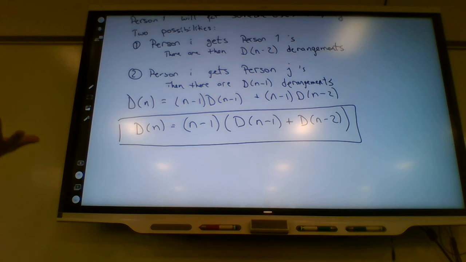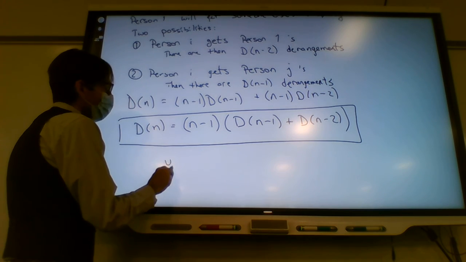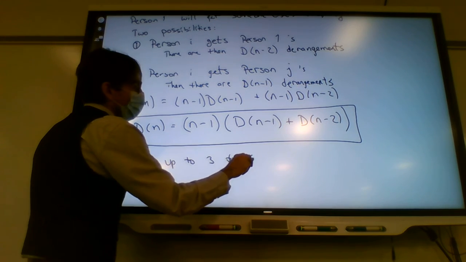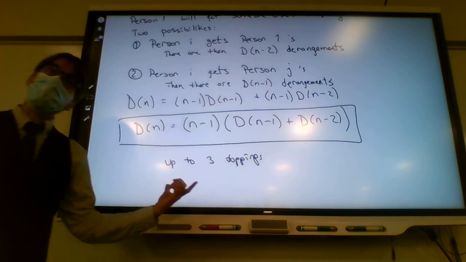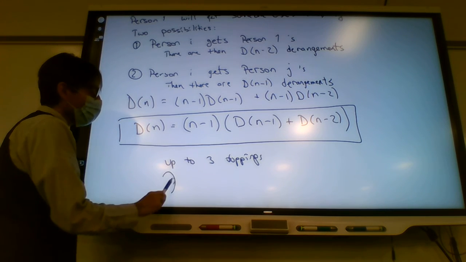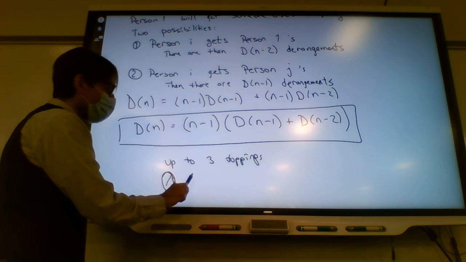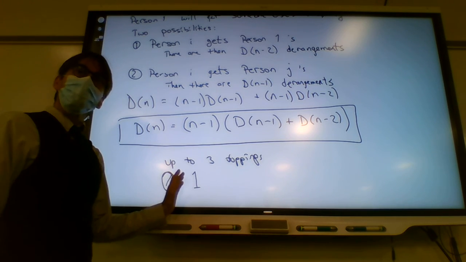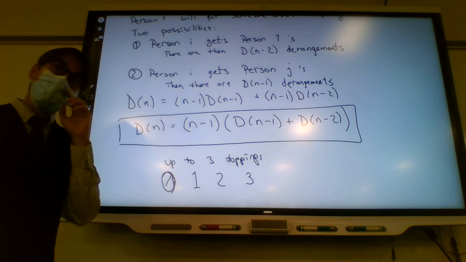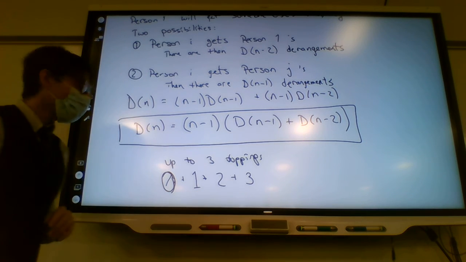So let's think about what we talked about with pizza. With pizza, we were talking about, say, up to three toppings. We said, okay, you have to account for the possibility of zero toppings, account for the possibility of one topping, account for the possibility of two, and account for the possibility of three. And then what did we do? Added those together.